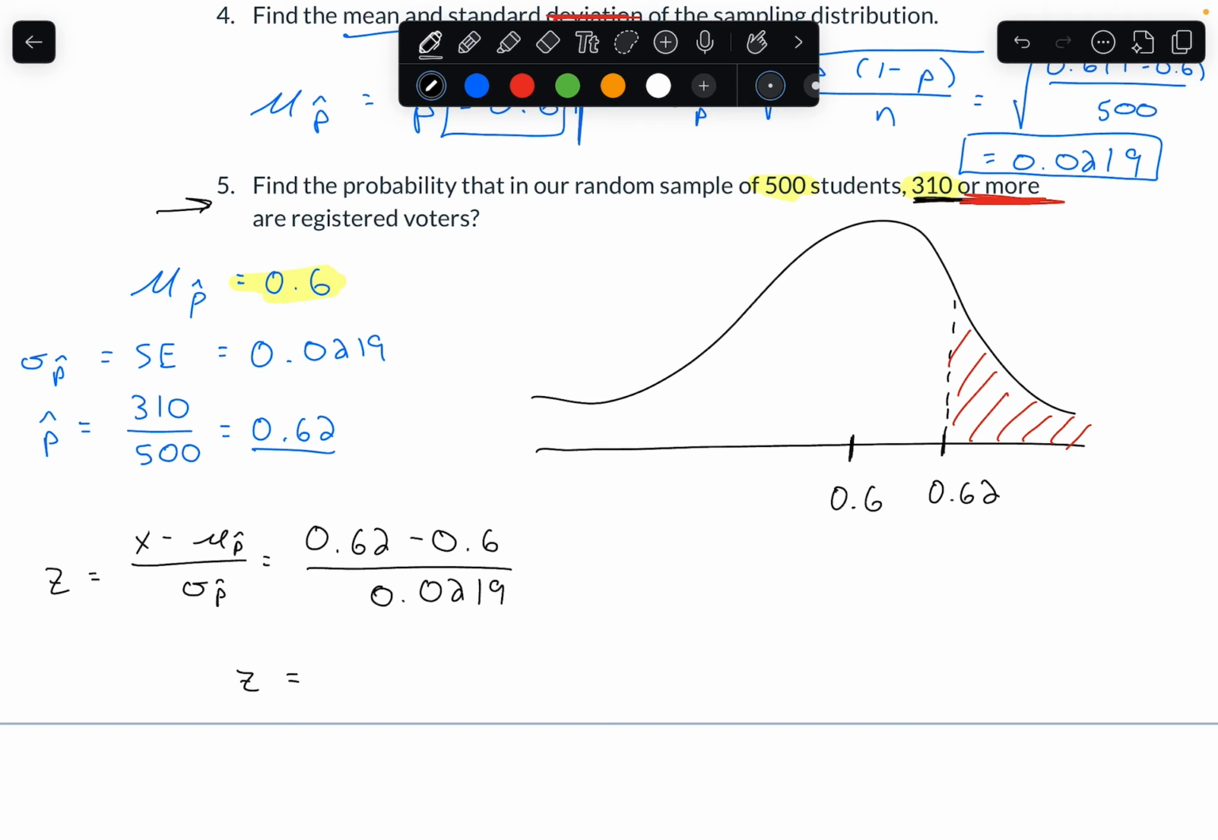I ended up with a z-score of positive 0.91. For z-scores, remember, we really only need 2 decimal places because that's all our z-table is going to tell us. So we have a z-score of positive 0.91. The only thing I have left to do is to find the area to the right of that. In that case, I'm going to need my z-table. So let's hop over to my z-table real quick.